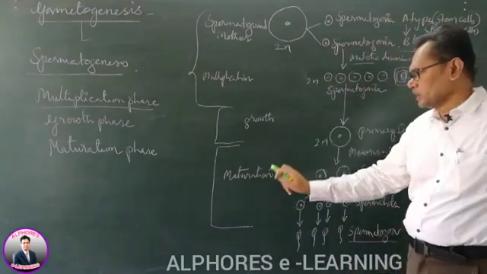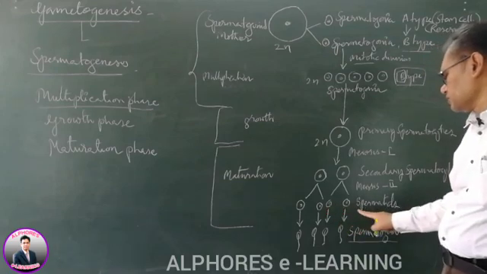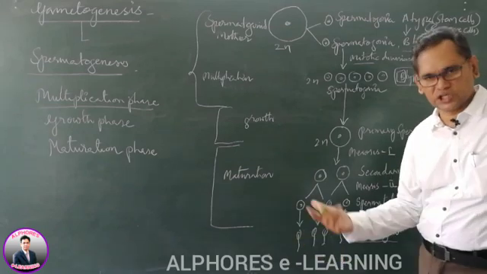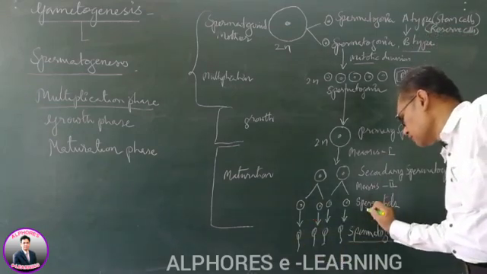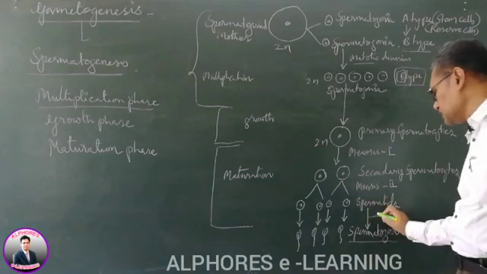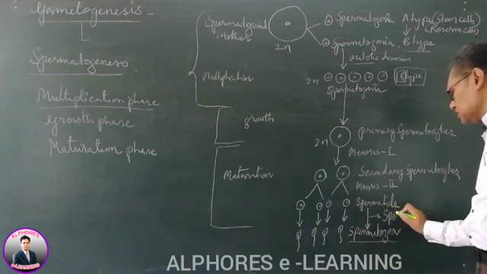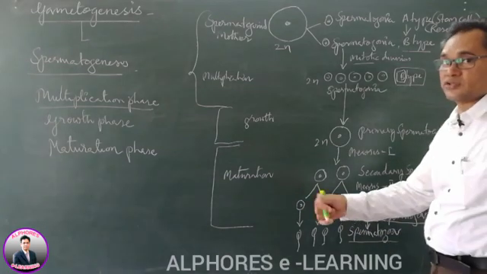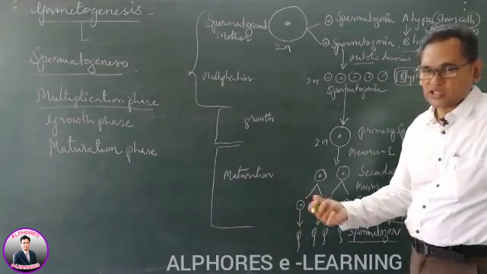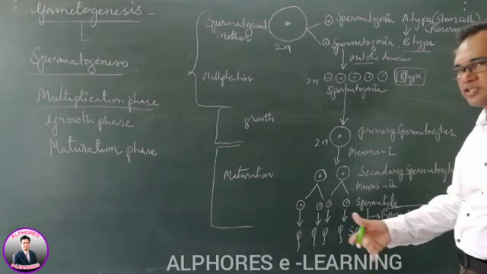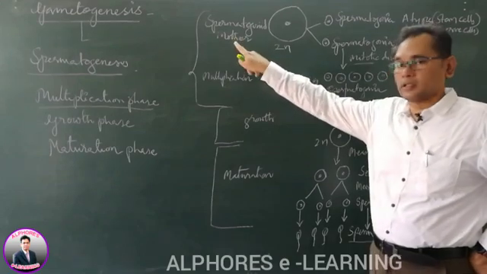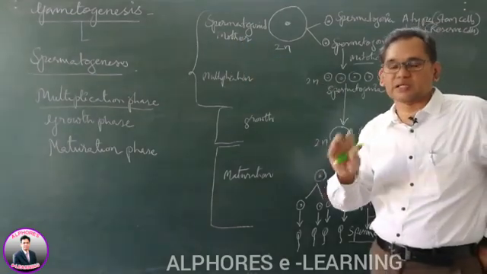Multiplication, growth and maturation result in the formation of spermatids. These spermatids are changed into spermatozoa by morphological change. Now this process of spermatids forming into spermatozoa is called spermiogenesis, or otherwise also called spermatoleiosis.